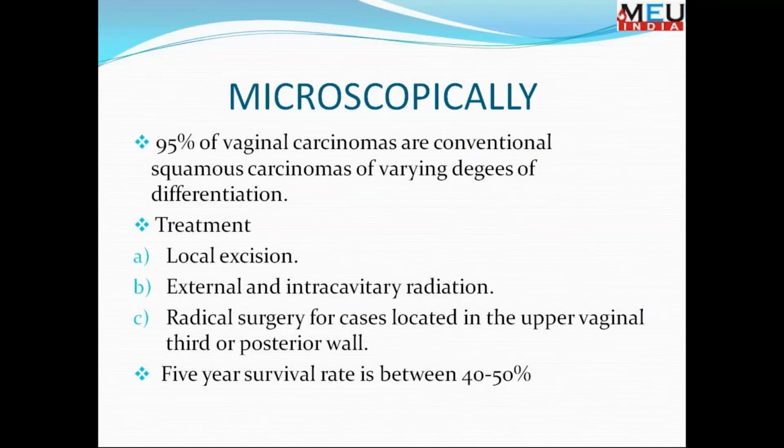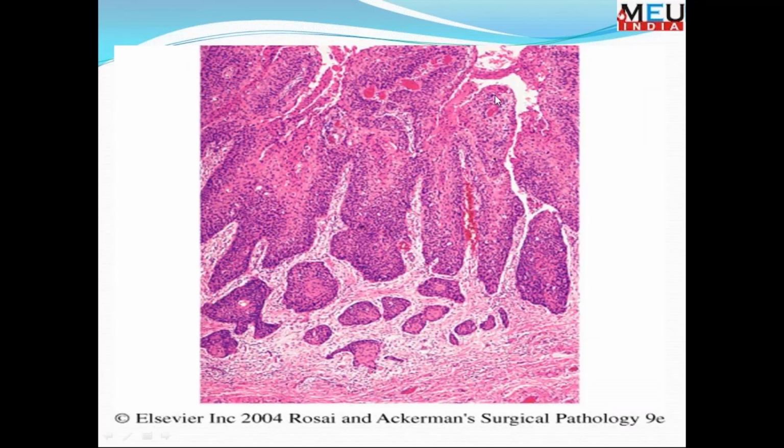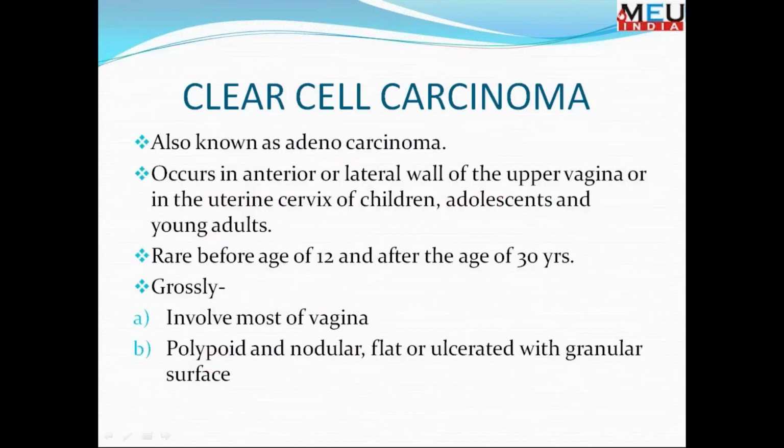And treatment is local excision and external and intracavity radiation, radical surgery for cases located in the upper vaginal third and posterior wall, and the 5-year survival rate is between 40 to 50%. This is the vaginal intraepithelial lesion or squamous cell carcinoma with penetration deep in the underlying mucosa, the muscular layers.